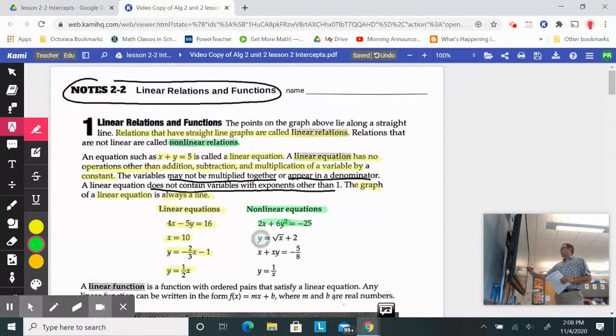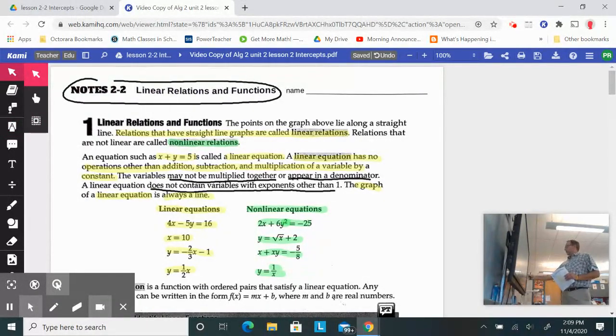Okay? This one here, y equals the square root of x plus 2. The square root is actually an exponent of a half. And then down here we have x times y. You can't have variables multiplied together if you're going to have a straight line linear function, linear equation. And you cannot have a variable in the denominator. So those are examples that are not linear functions.